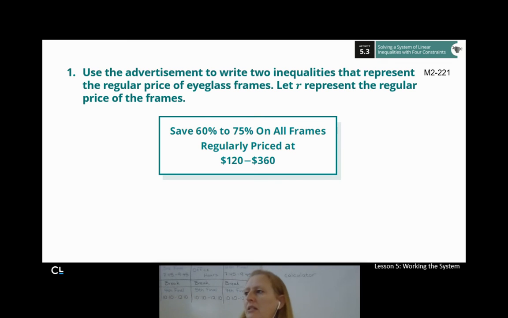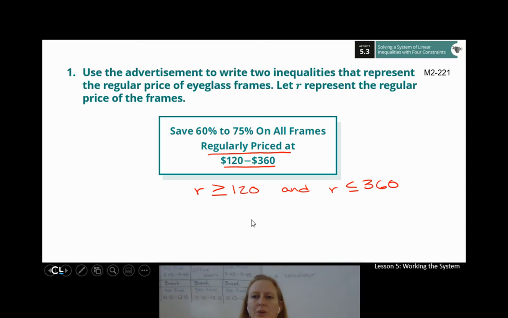So the ad says that the regular price is between $120 and $360. So I know my regular priced frames are going to be greater than or equal to $120. And they're also going to be less than or equal to $360, right? Because that's the max on our deal there. Oh, look, we just wrote 2 inequalities. Yay.